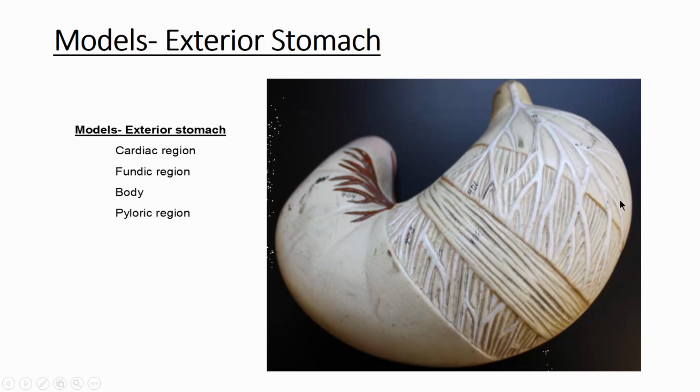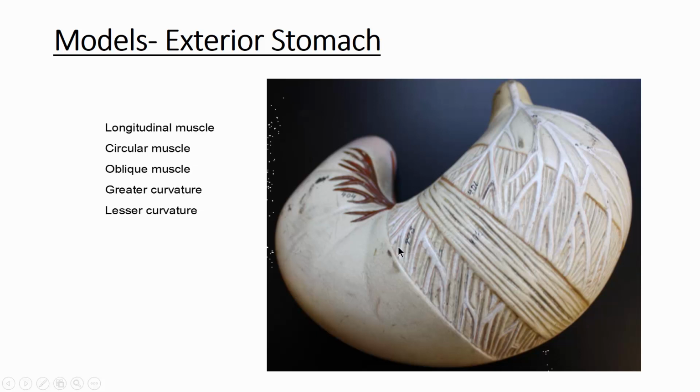You have this rounded area near the top, which is the fundic region. The majority of it is the body, and then it begins to narrow down again toward the pylorus and the duodenum, and that area, of course, is the pyloric region. So cardiac, near the heart, the rounded area is the fundic region, the major portion of it is the body, and then it narrows down into the pyloric region.